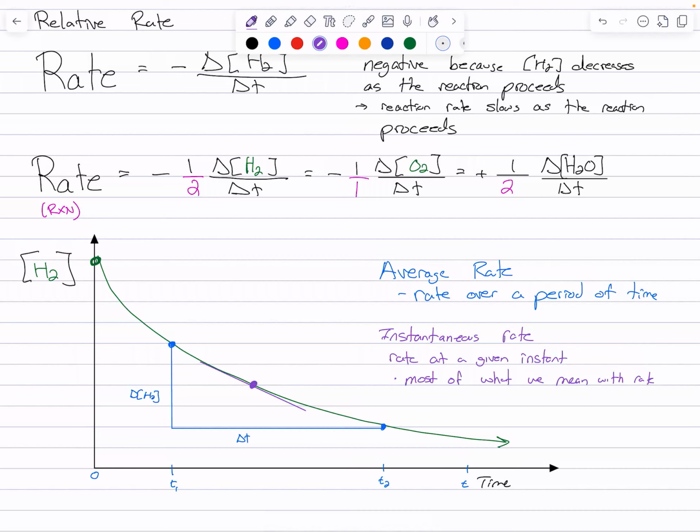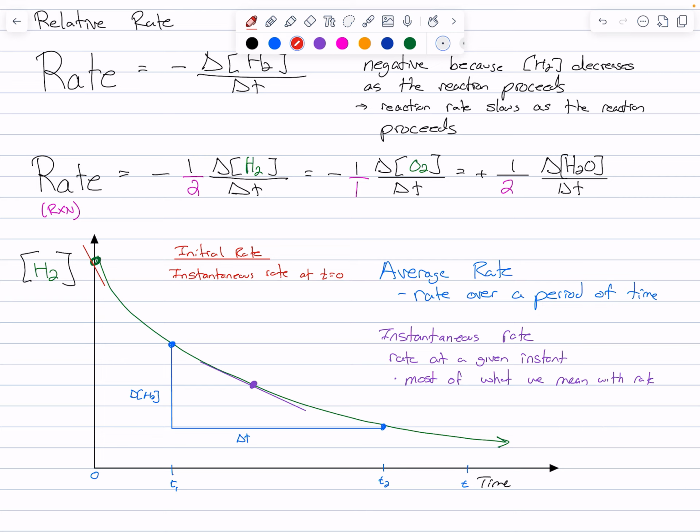Now, there's also an initial rate. This initial rate is the instantaneous rate at time 0, so it's right there. That's your initial rate. And that's usually your fastest rate. So those are the relative rates.